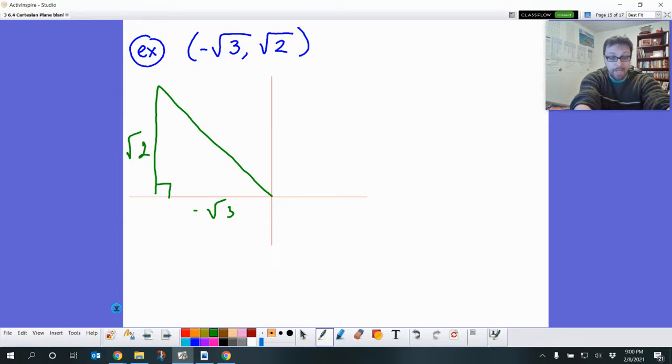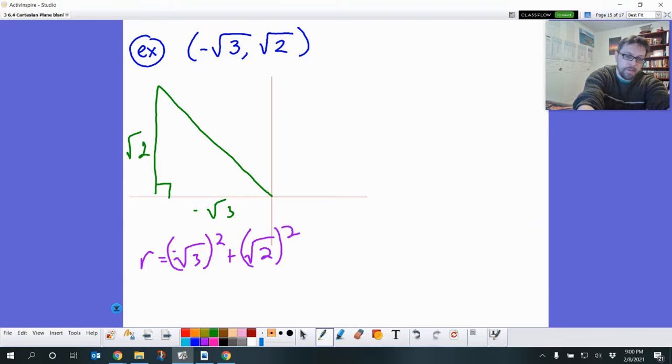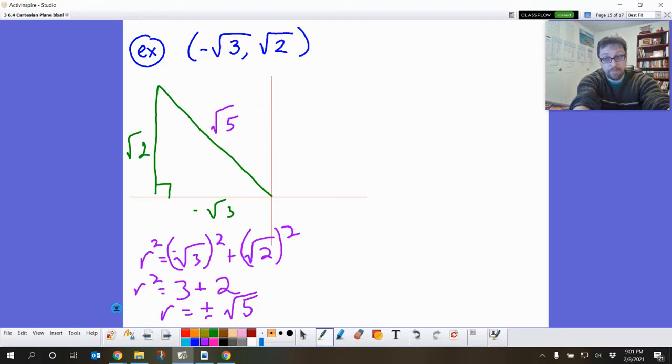I still need to figure out what that hypotenuse is going to be, so that our value is going to be the negative square root of 3 squared plus the square root of 2 squared. Oh, this is r squared. So r squared equals negative square root of 3 squared is going to be 3. Square root of 2 squared is going to be 2, not 5. 5 is coming. So r is going to equal plus or minus the square root of 5. Ooh, we're always going to keep our r value positive, so we get the square root of 5.